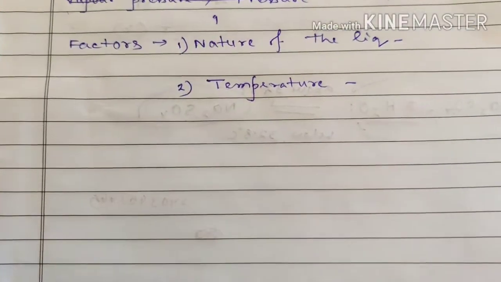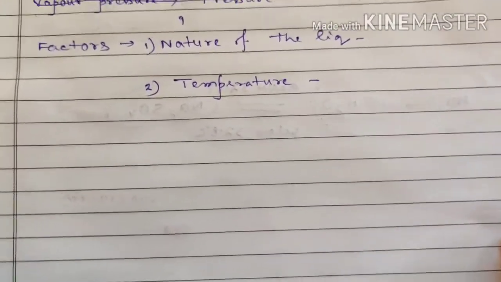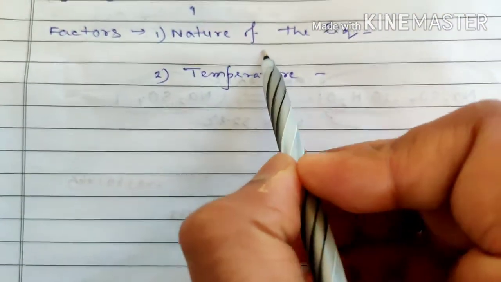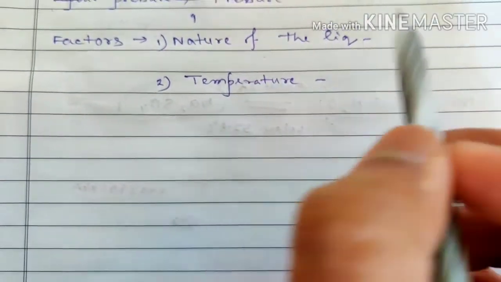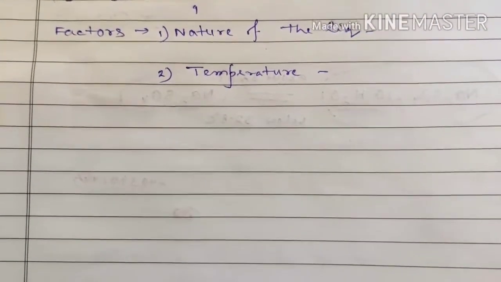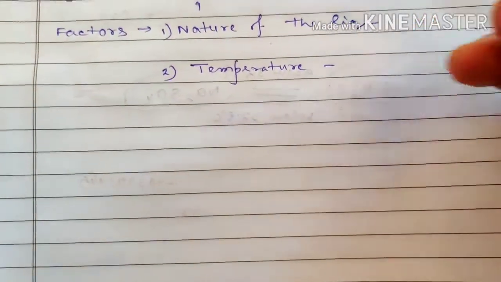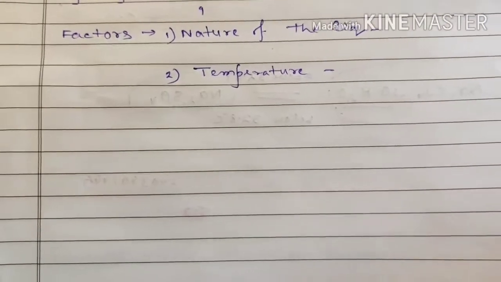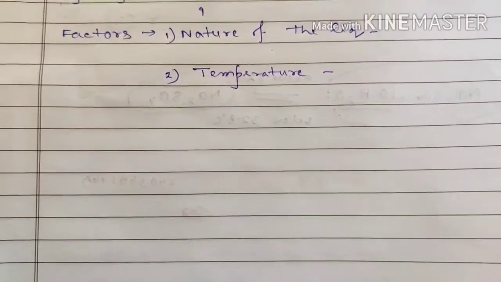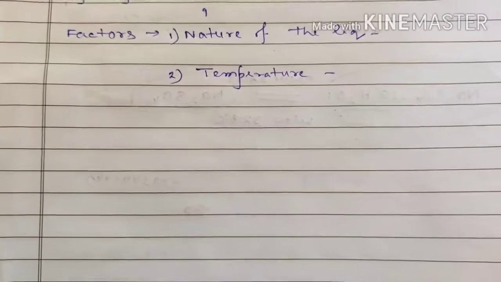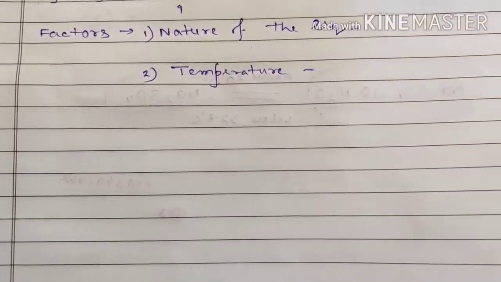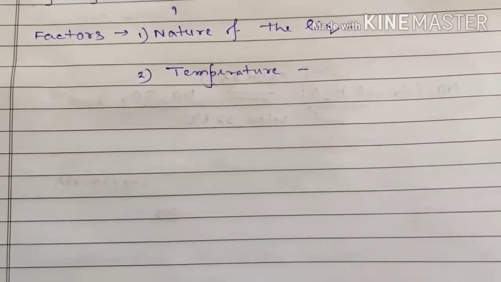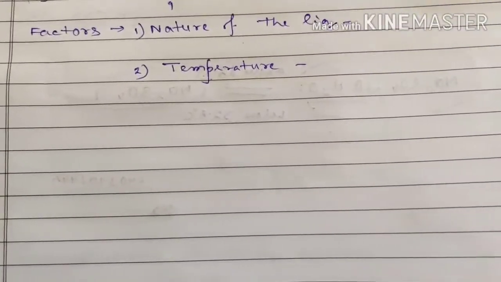Now let us see the factors that govern the vapor pressure, or the amount of vapor pressure that will be generated. One is the nature of the liquid. Different liquids have different intermolecular forces. As you know, the higher the intermolecular forces, the lesser the tendency to get vaporized. So it depends on their intermolecular forces. Second factor is temperature. In case of temperature, as we know, as the temperature increases, the kinetic energy becomes larger.